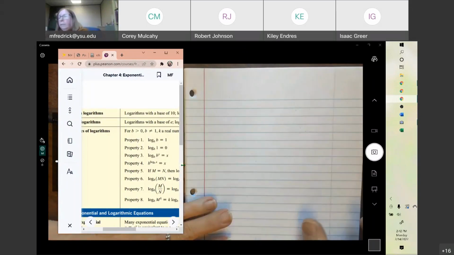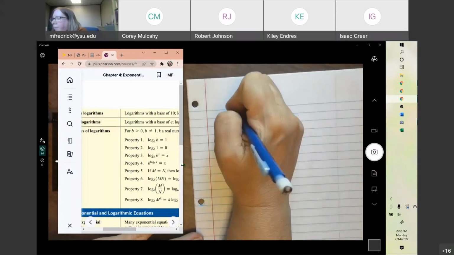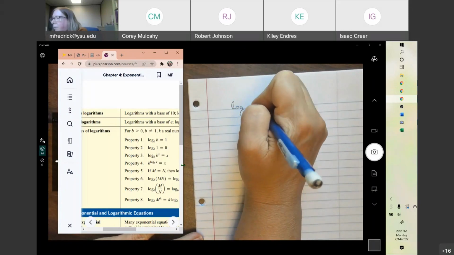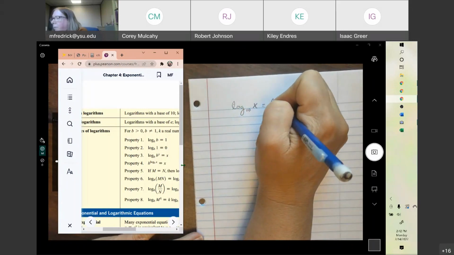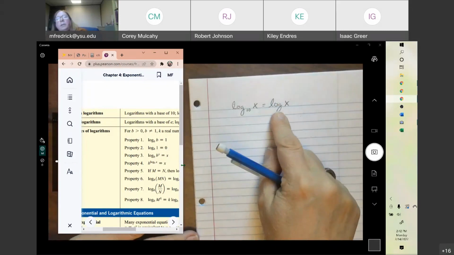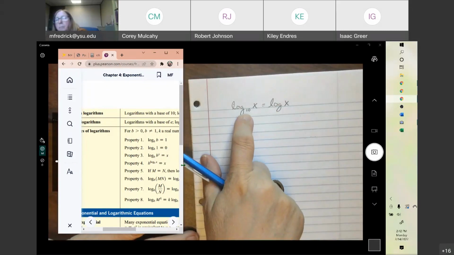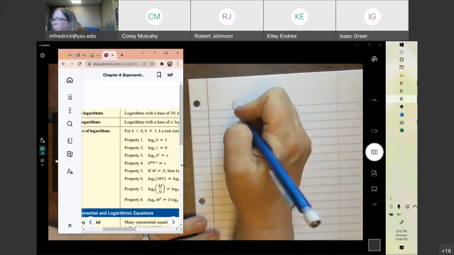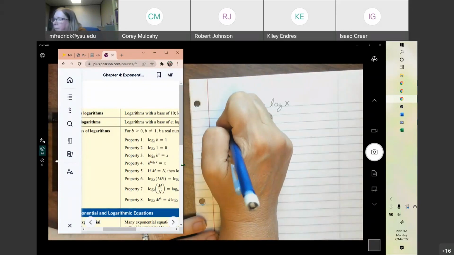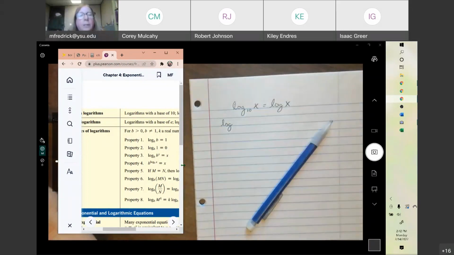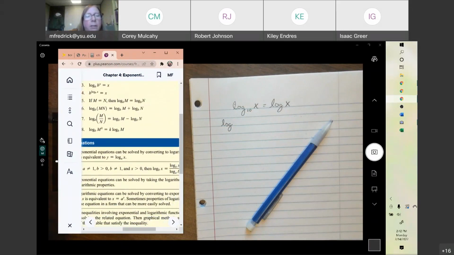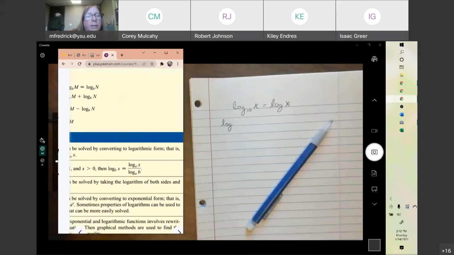Your calculator only uses base 10 for the log. So if there's no base, it's automatically base 10. Now, if you need to use your calculator to solve for something, the formula is right here.